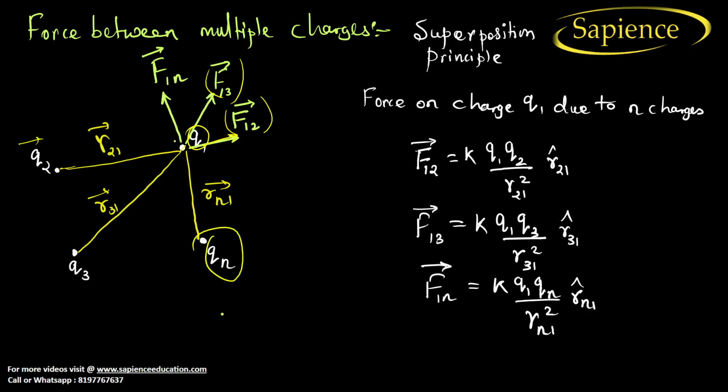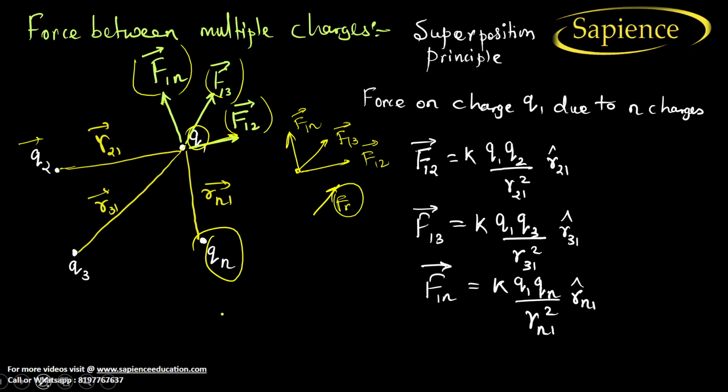Force due to nth charge will be F1n. So all these three forces are acting in different directions, but since forces are vector quantities, you need to add them vectorially. So this is F12, this is F13, and this is F1n. We can add them vectorially to get a resultant force, FR. In this way we can find the force due to multiple charges.